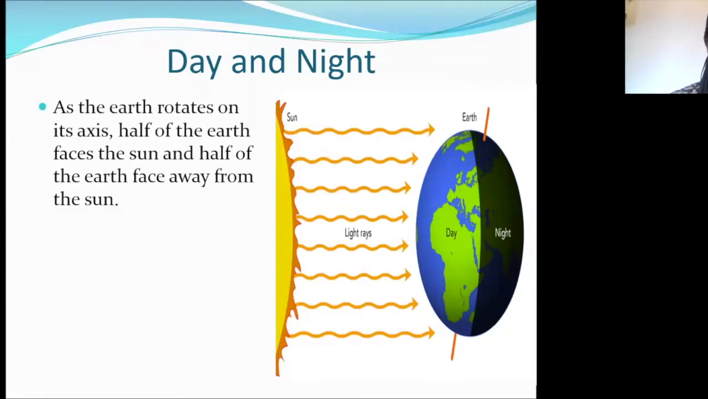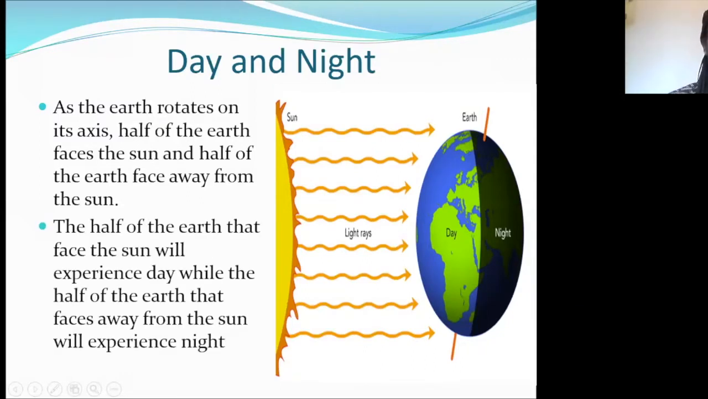As the Earth rotates on its axis, half of the Earth faces the sun and half of the Earth faces away from the sun. As you can see in this image here, this is the sun. The sun rays are pointing on the Earth. Now you can see Africa here, the continent Africa. It has day, and around Asia, it's having night at this time based on this picture.